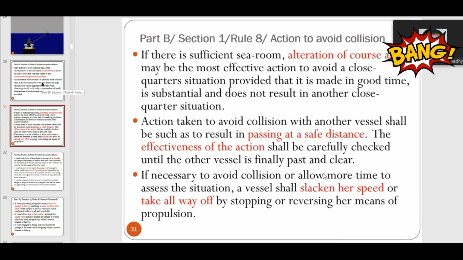Either you reduce your speed, stop the vessel, or reverse the means of propulsion, go astern. So these are the ways. That means you are not proceeding anymore. You are not proceeding further, and you are trying to get some more time to assess the situation clearly. So the purpose of this action of slackening speed is to allow more time to assess the situation. In such a case, you do this. Okay. Is that clear?